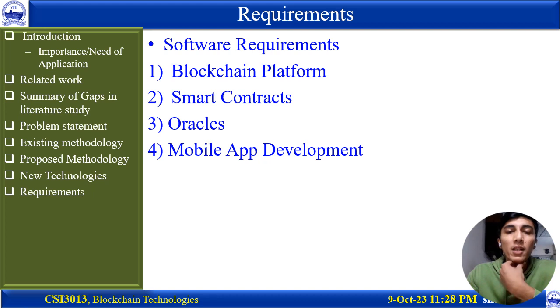Now the software requirements. So software requirements are a blockchain platform, smart contracts, oracles, and mobile app development. These are the software requirements which are used in the carpooling system to manage it, and mobile app development is necessary because there are usually bugs caught during the development of the system. So for eradication of the bugs, we need mobile app development software.